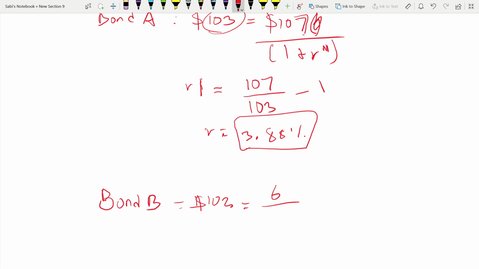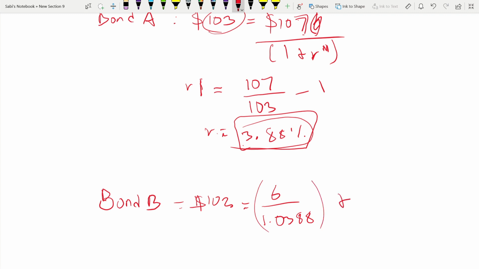But you know the discount factor for the first year, so you can easily discount. What is it? It is just 3.88%. That means 1 plus the discount rate, 1.0388. That's why you need this R1 first for bond B. Use that R1.